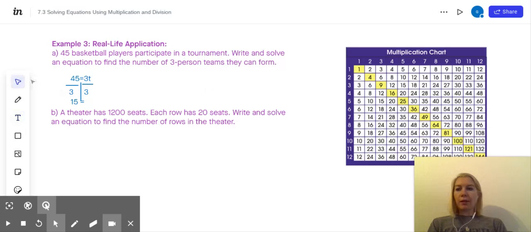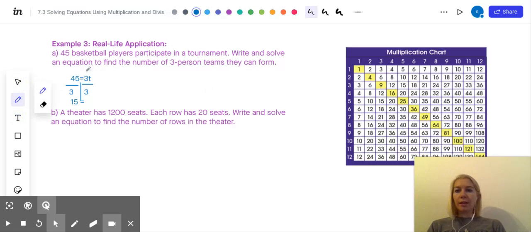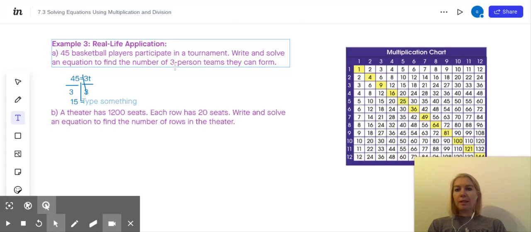And let's take a look at our right side. Well, these 3s cancel out because there's a 3 in the numerator and a 3 in the denominator. So on the right, we're left with t. And that's what we wanted.